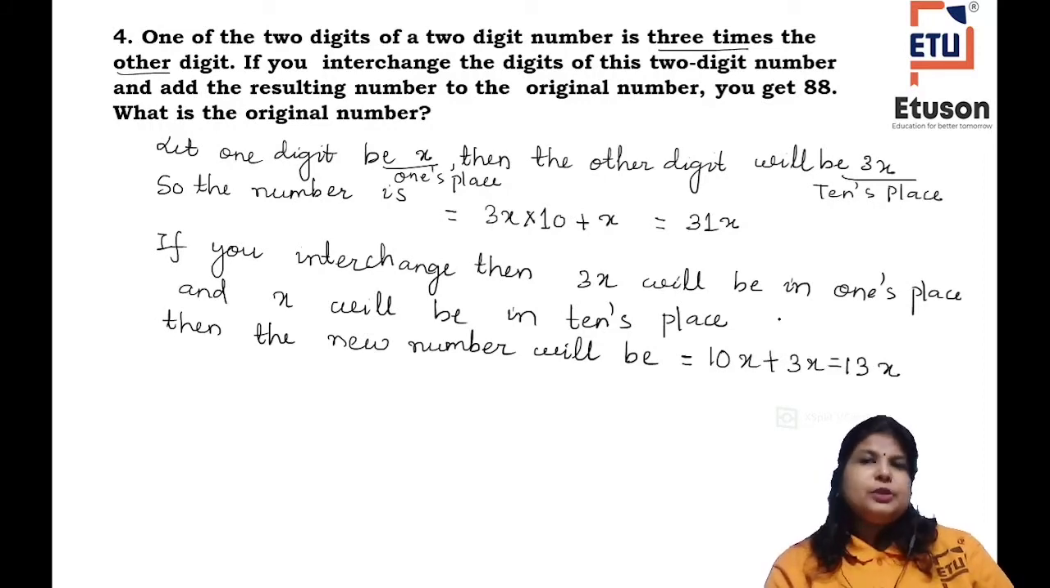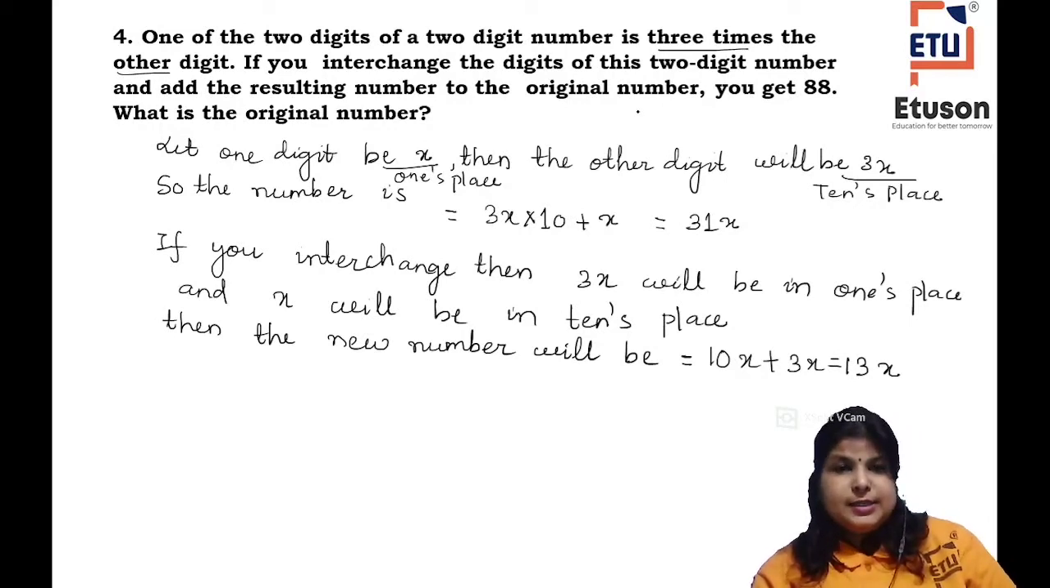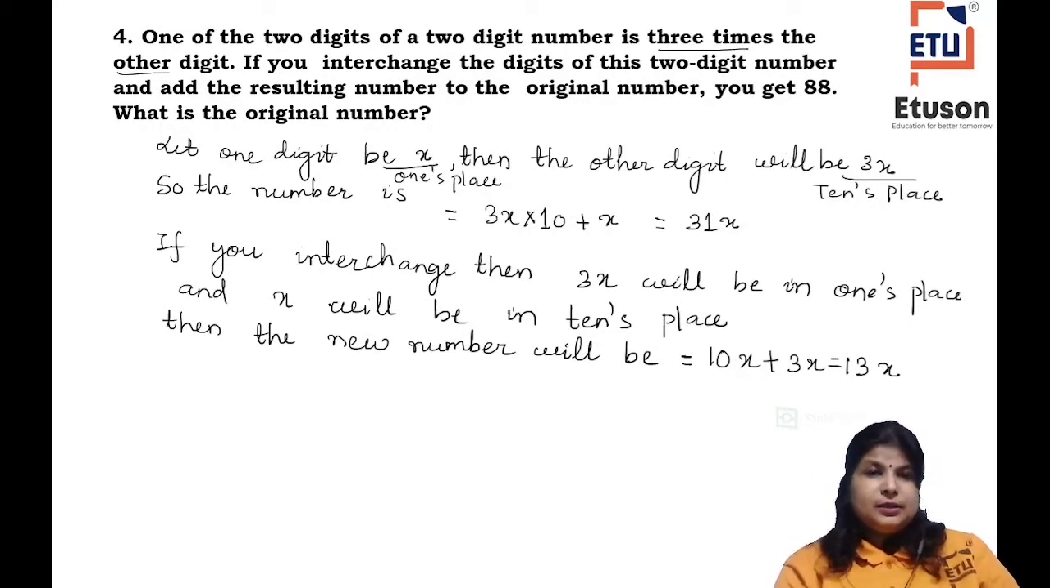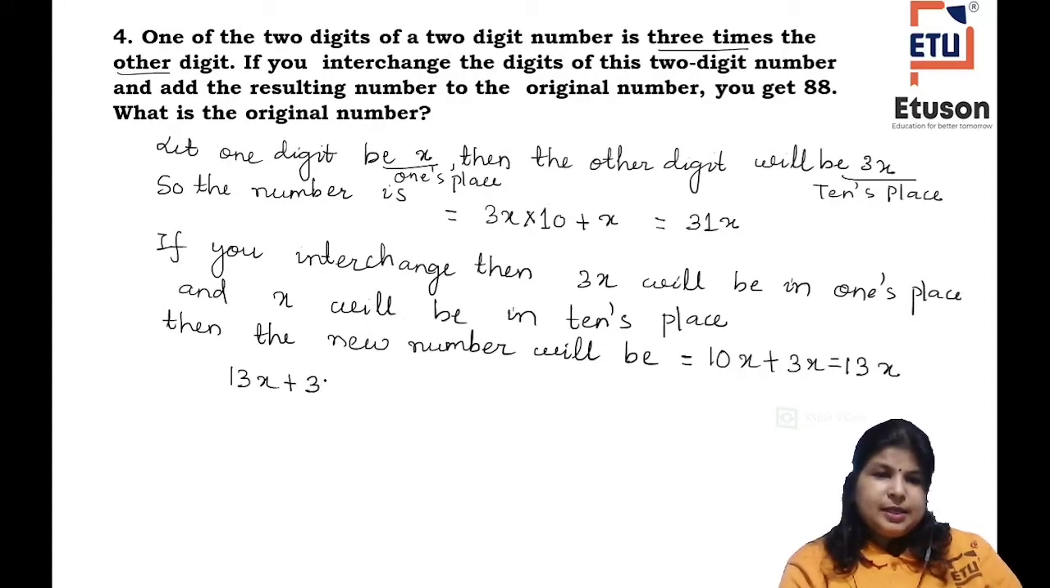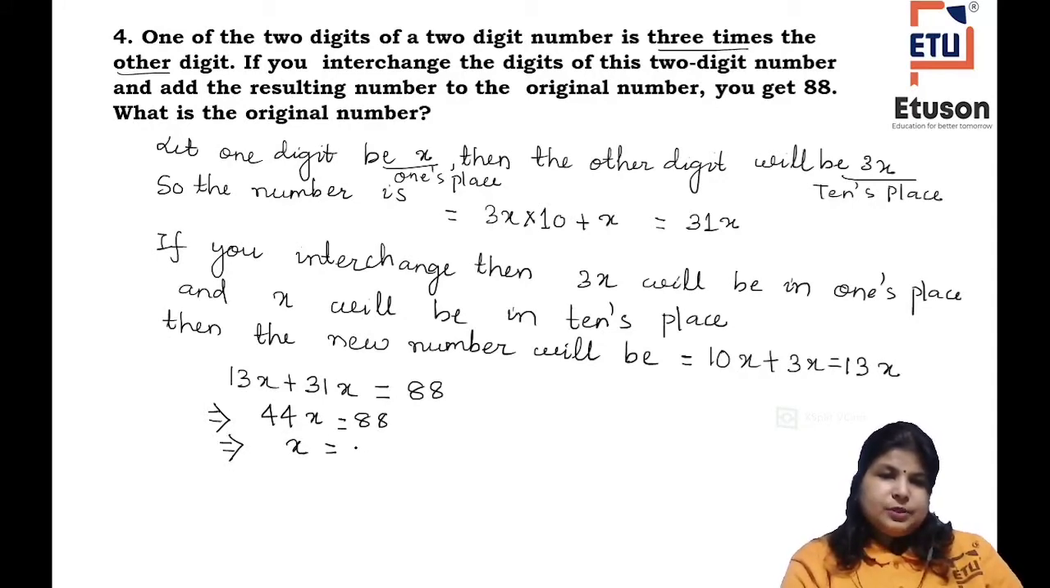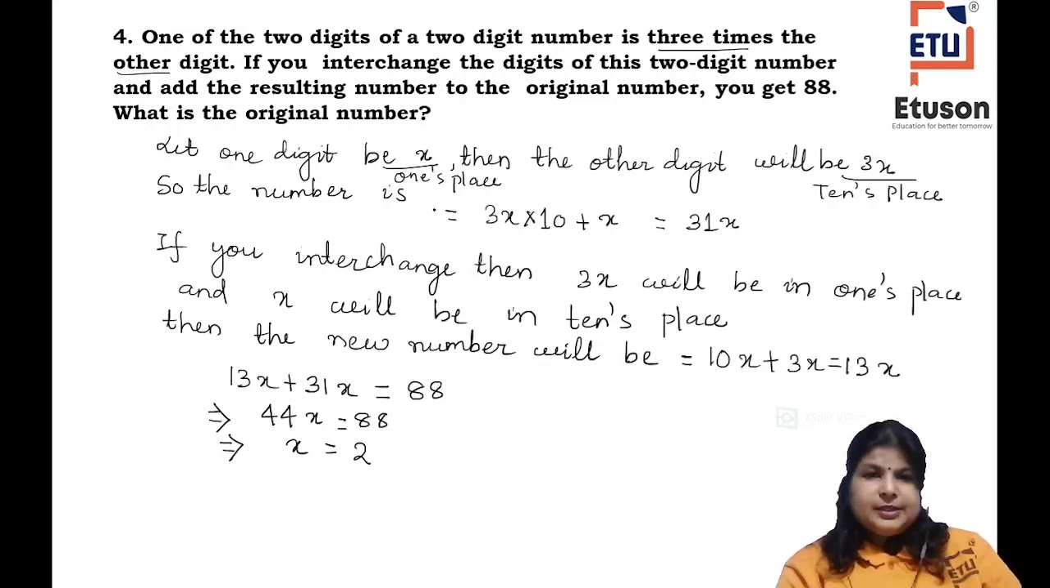Now according to the question, if the original number is added to the resulting number, the summation is 88. That means 13x plus 31x is equal to 88. It implies 44x is equal to 88. So what is the value of x then? x is equal to 2. So you got one digit, which is in the ones place, that is 2.